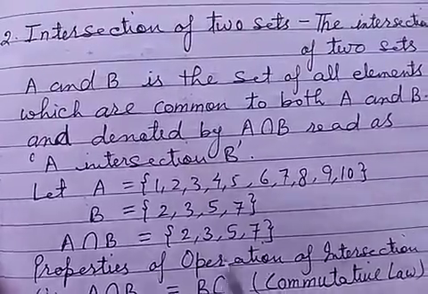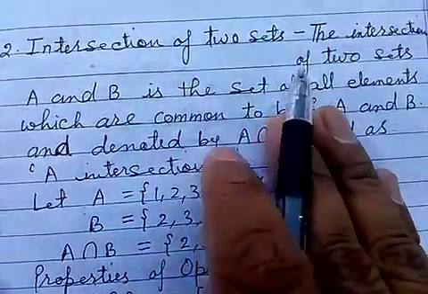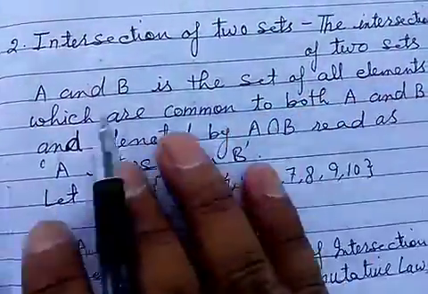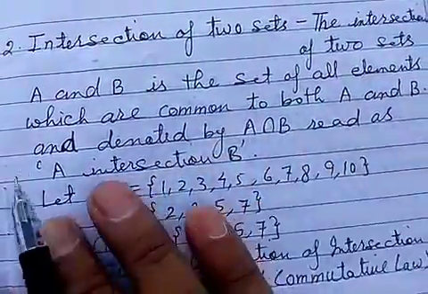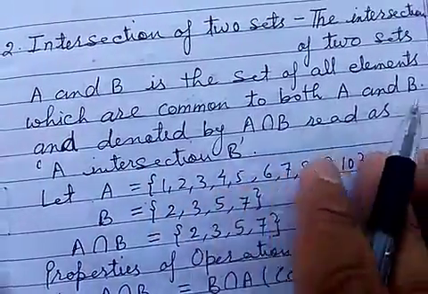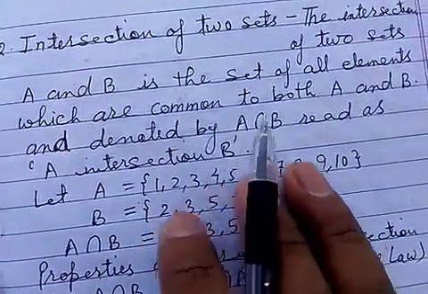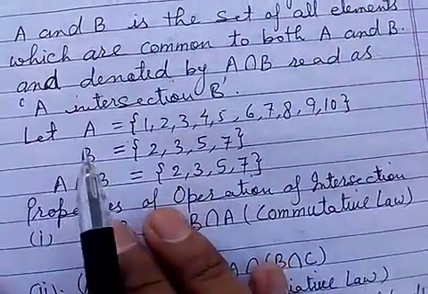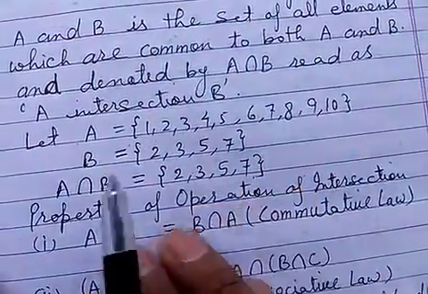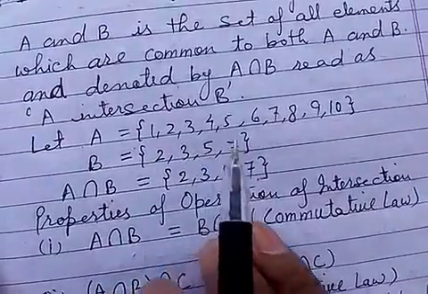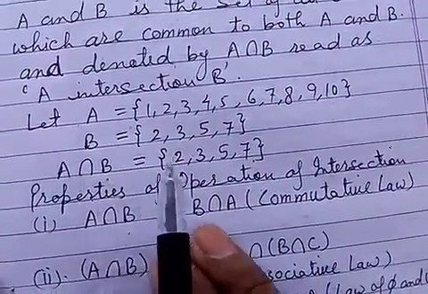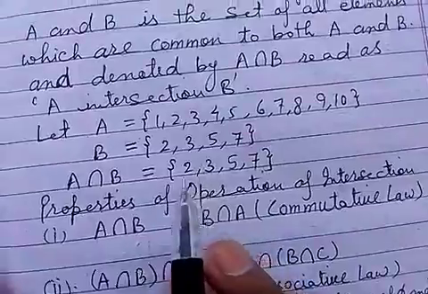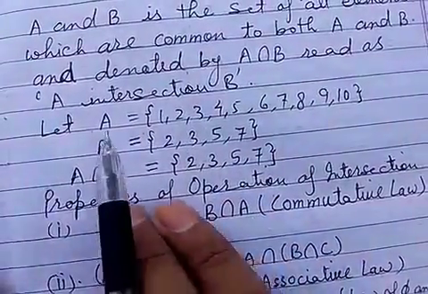Next operation is intersection of two sets. The intersection of two sets A and B is the set of all elements which are common to both A and B, and denoted by A intersection B, read as A intersection B. Suppose that we have two sets, A with elements 1 to 10 and B with elements 2, 3, 5, 7. Then A intersection B equals 2, 3, 5, 7, because these elements are common in sets A and B.